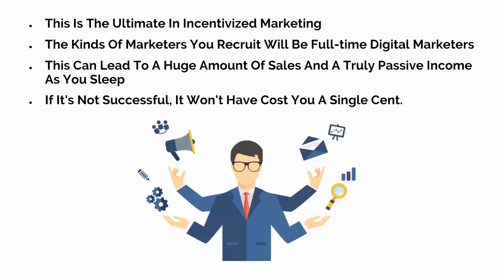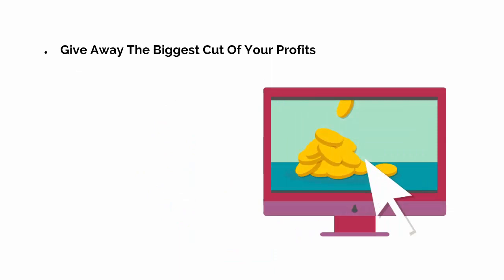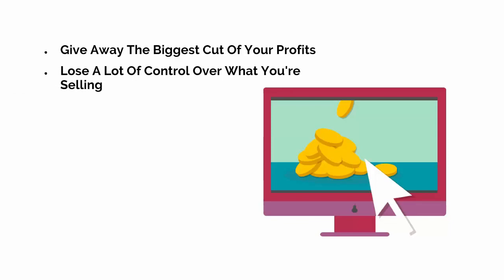But again, you have risks. For starters, affiliate marketing means giving away the biggest cut of your profits. It also means losing a lot of control over what you're selling. If you ever come by a landing page that uses aggressive sales tactics with poor spelling, then there's a good chance they were selling an affiliate product. This way, you're opening up your product to be represented by anyone, and that can do serious harm to your reputation.